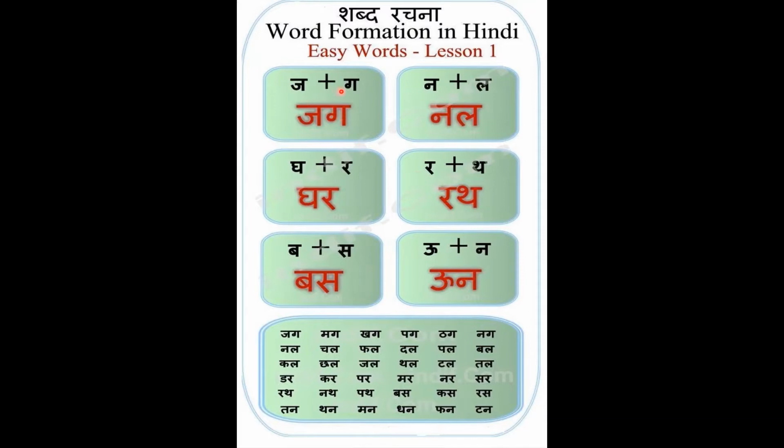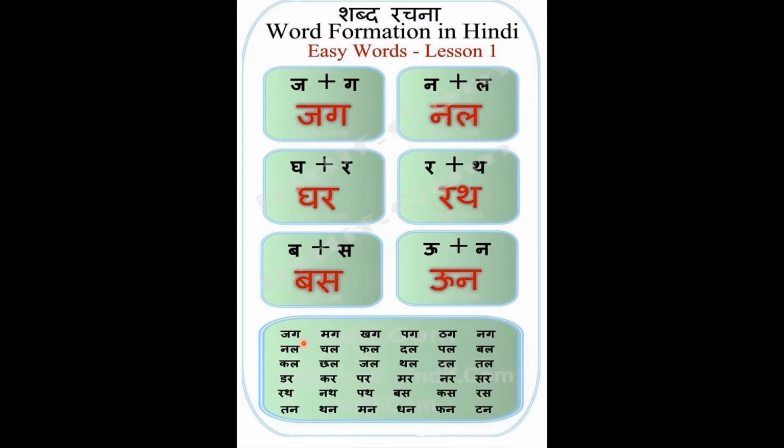Ja, ga, jag. Na, la, nal. Ga, ra, gar. Ra, ta, rat. Ba, sa, bas. U, na, un. In a similar manner, you have to read all these two letter words. With only the letters of the Hindi alphabet that we have learned, we are able to read this.